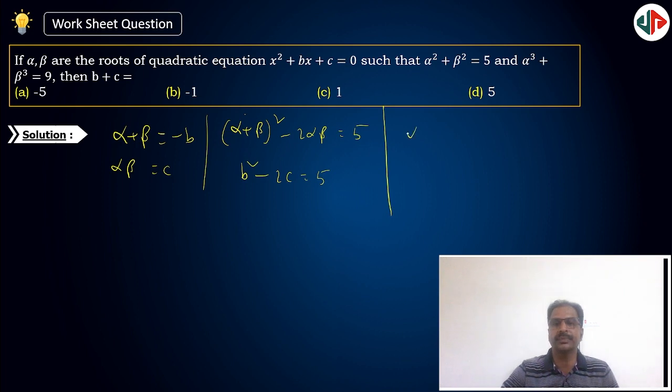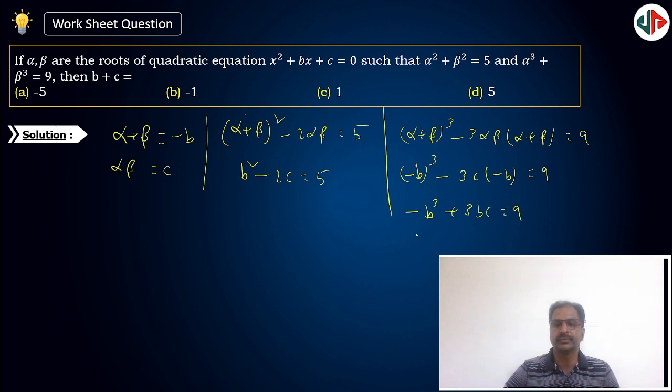Next, alpha cube plus beta cube can be written as alpha plus beta whole cube minus 3 alpha beta into alpha plus beta, which is 9. So this is minus b whole cube minus 3c into minus b. So this is minus b cube plus 3bc is equal to 9. Now from this, what is c?